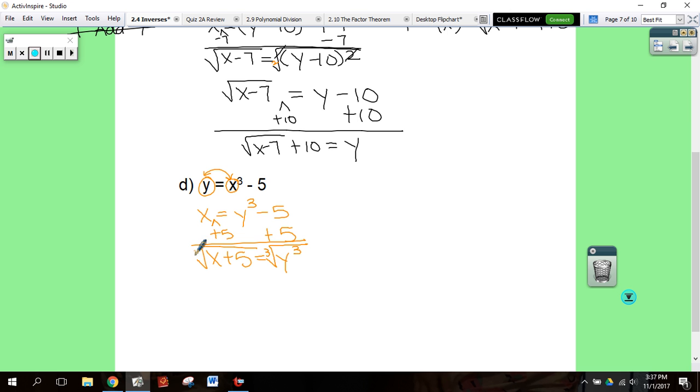And if I do the cube root on one side, I have to do the cube root on the other side. So now the exponent and the radical cancel each other out. So y is equal to the cube root of x plus 5. And the way we would rewrite that is f inverse of x is equal to the cube root of x plus 5.